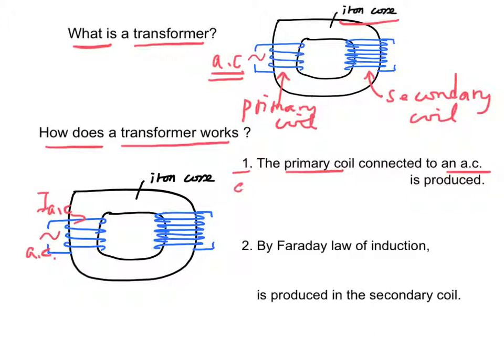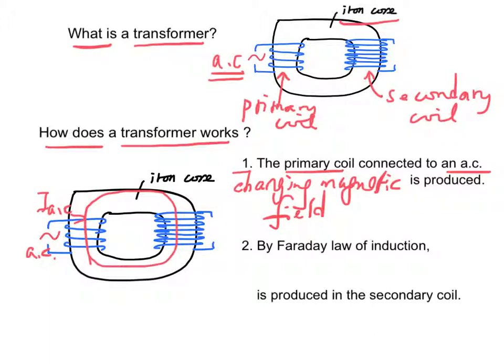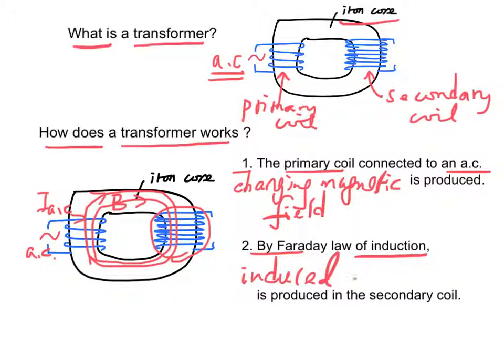As a result, a changing magnetic field is produced in the coil. By Faraday's law of induction, the changing magnetic field in the secondary coil will induce an EMF, which is produced in the secondary coil. We call this induced EMF Vs.